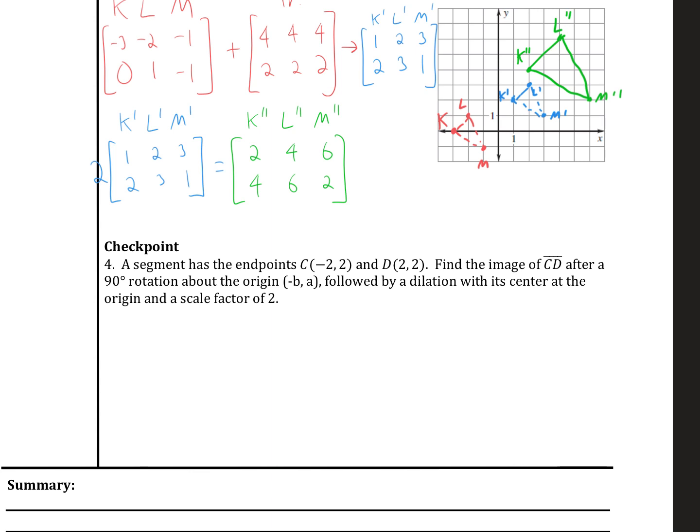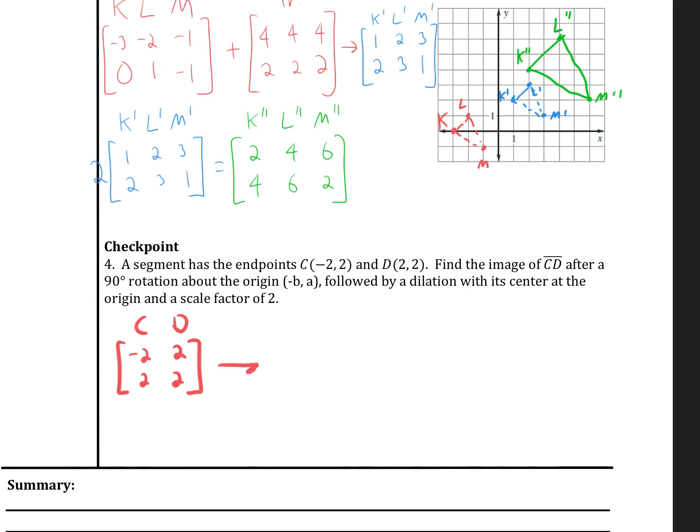Okay, checkpoint 4 is very similar. We have a 90 degree rotation, and we also have a dilation with a scale factor of 2. See if you can figure this out. All right, so we have C, D, and that was -2, 2, and 2, 2. Okay, so it's the original figure.